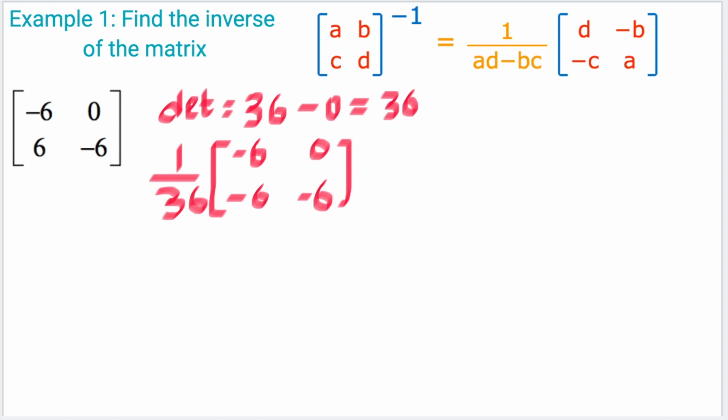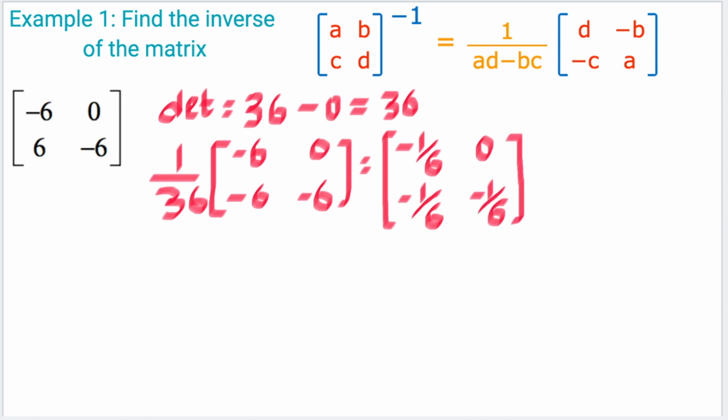So -6 over 36 simplifies to -1 over 6. 0 times the fraction is just a 0, and then -6 over 36 is -1 over 6. So all I'm doing is simplifying. I'm multiplying the fraction times the number and then simplifying it. And then finally, we have -1 over 6 as the final value in our matrix. This matrix here is the inverse of the given matrix here.